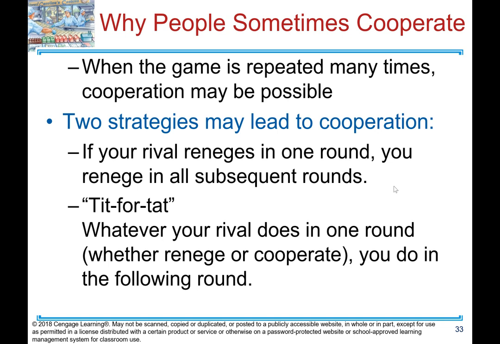Why people sometimes cooperate. When the game is repeated many times, cooperation may be possible. Two strategies may lead to cooperation. If your rival reneges in one round, you renege in all subsequent rounds. Or it's sort of tit for tat: whatever your rival does in one round, whether renege or cooperate, you do in the following round.